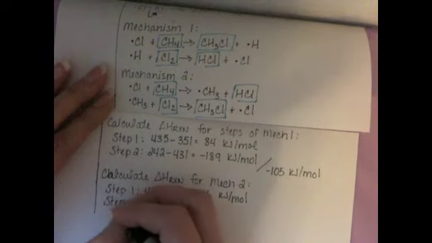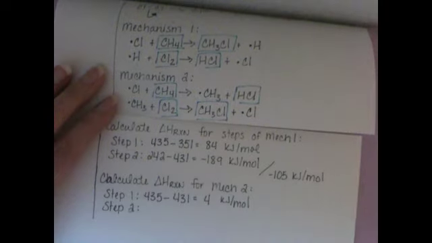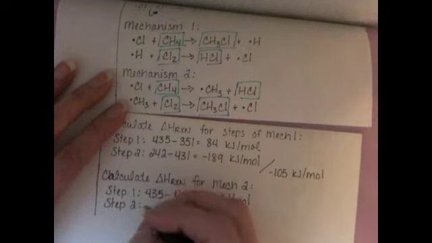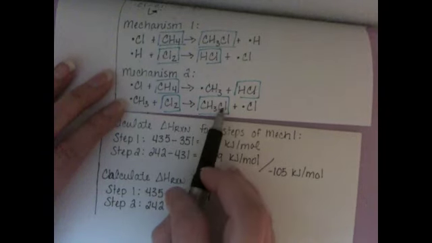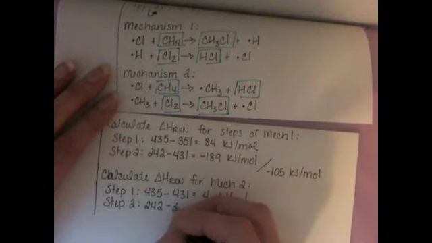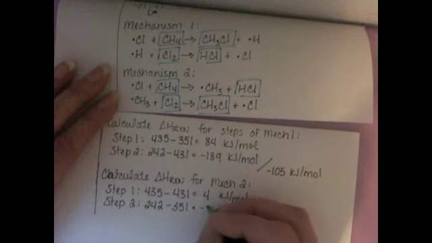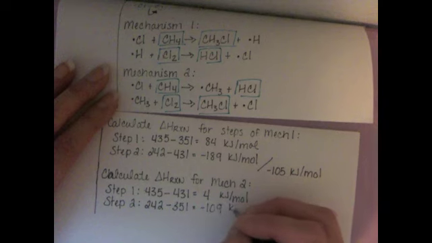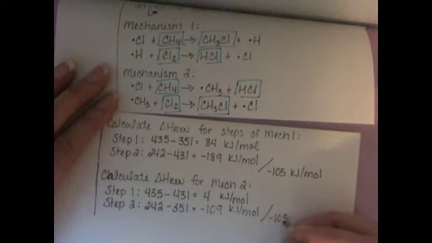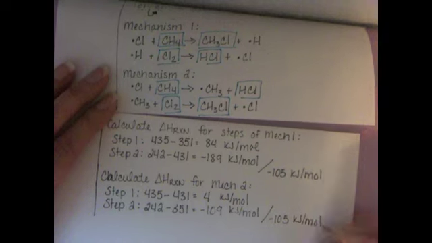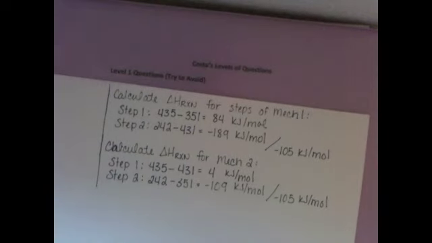In step 2 of mechanism 2, we break a chlorine-chlorine bond, which is 242, and we form a carbon-chlorine bond in a CH3Cl molecule, right here, 351. And that is negative 109 kilojoules per mole. And if we sum it up, just like we did in the last one, we end up with negative 105 kilojoules per mole overall, which is good. That makes sense because overall it's the same reaction.